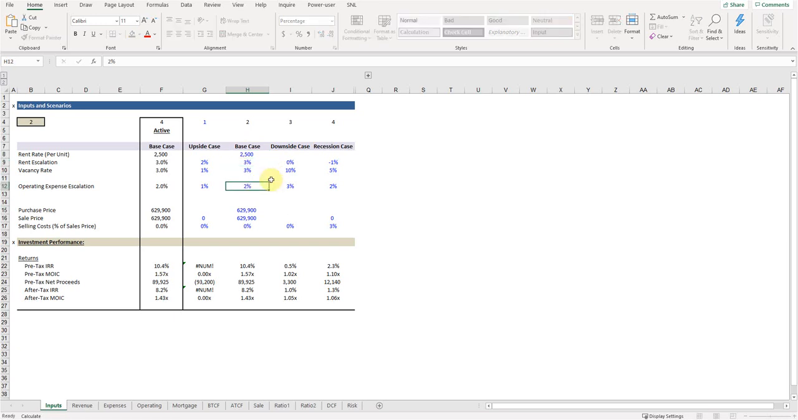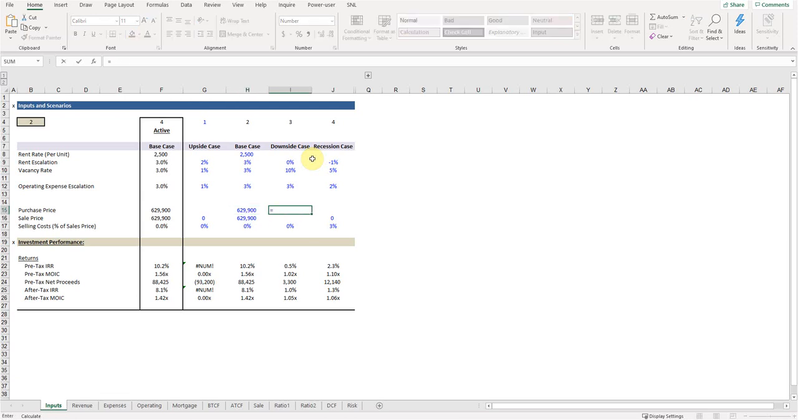Let's maybe put that at 2% or even 3%. So now we're matched escalation and operating expense escalation. Okay, so now we have room for what I like to call upside, downside, and recession cases. These help sensitize the bandwidth of your returns, and you'll be able to see basically the economies of scale that you can get with this property.